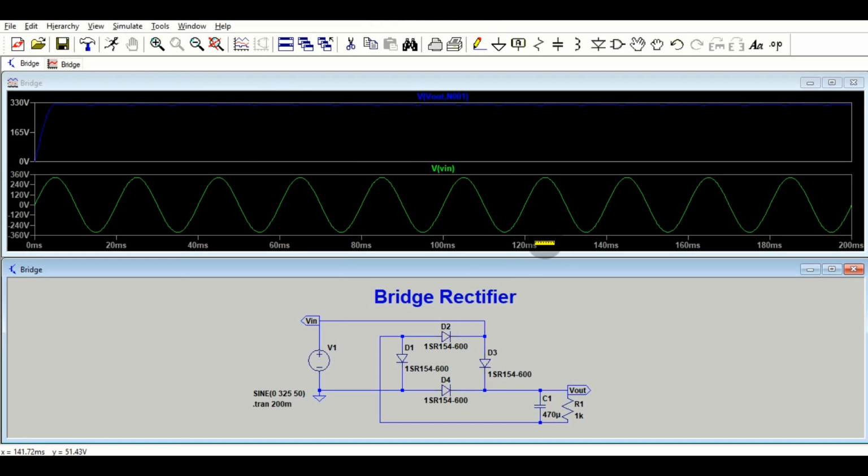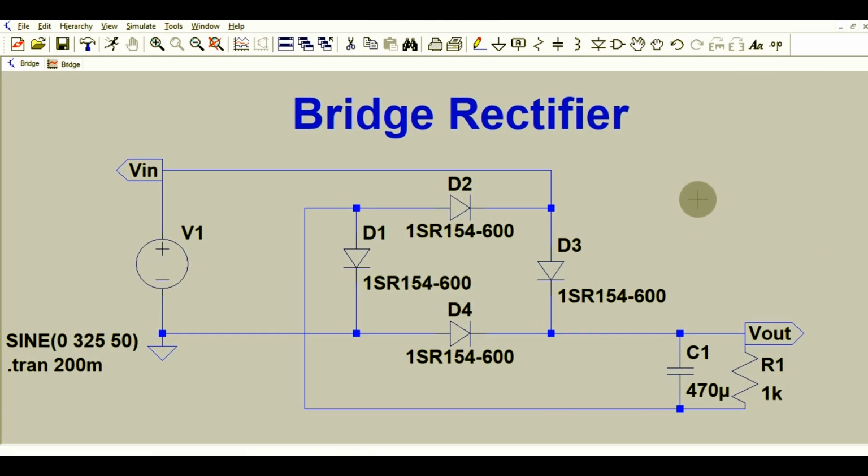Okay, so hope you understand how bridge rectifier works, and now you are able to simulate your own bridge rectifier in LTSpice, and you are able to see the waveforms.